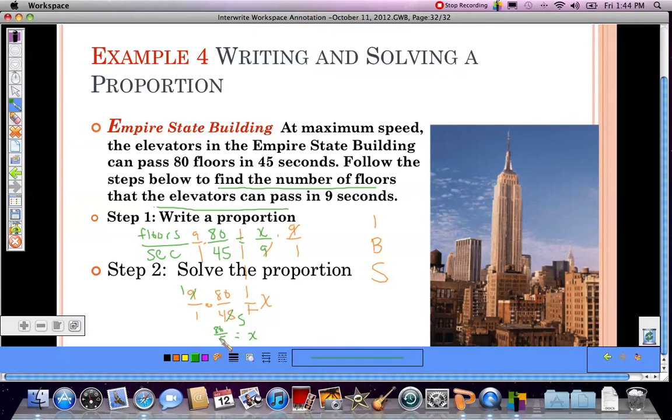I need to solve 80 divided by 5, and the answer is 16. So x equals 16. And if you're not sure what it is you just found, go back to your question. What were they wanting us to find? They were wanting us to find the number of floors that the elevator can pass in 9 seconds. So in 9 seconds, the elevator passes 16 floors.